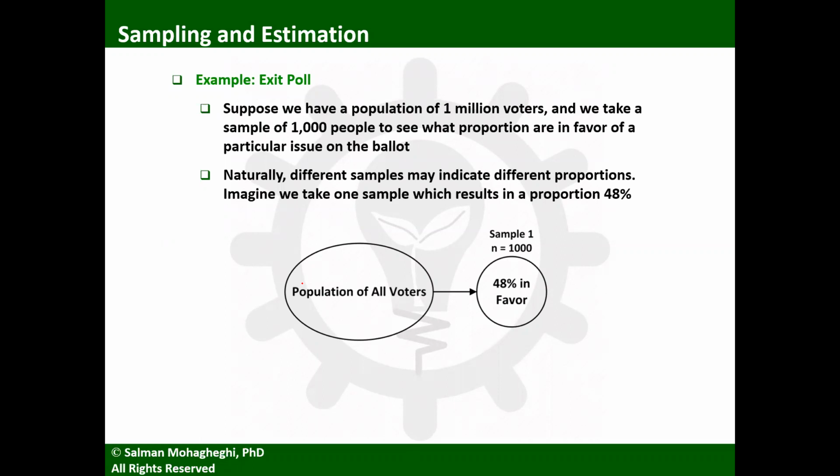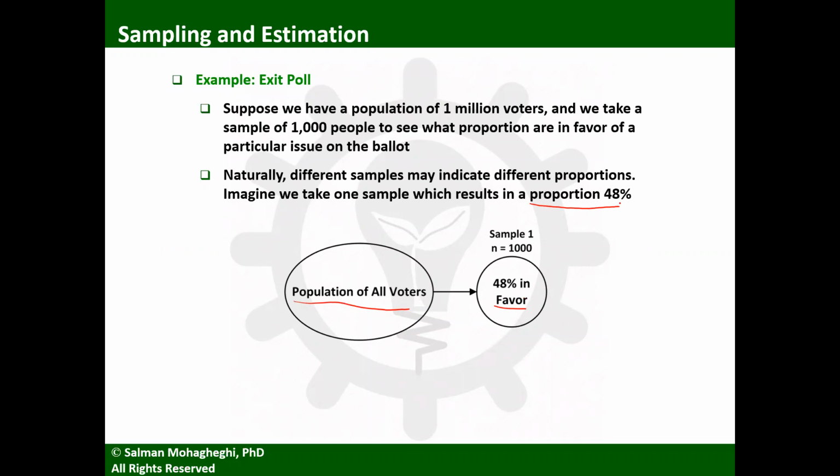Let's do this through an example of an exit poll. Suppose we have a population of 1 million voters, and we take a sample of 1,000 voters to see what proportion have voted for a particular issue on the ballot or a particular candidate. Now, obviously, if you take a sample, let's say 1,000 people, you might get different numbers because these are random samples. But let's say we took one sample and we got a proportion of 48%. So in that sample of 1,000 people, 48% are in favor of that particular issue on the ballot.